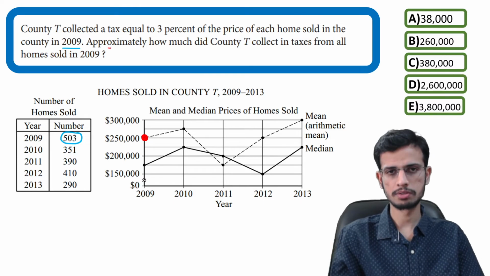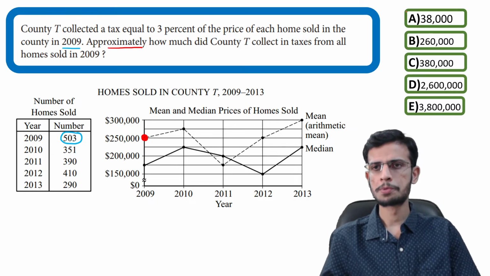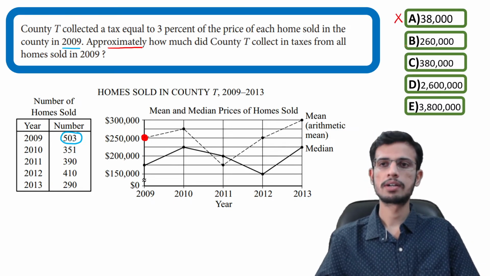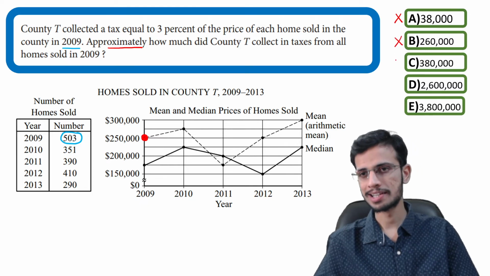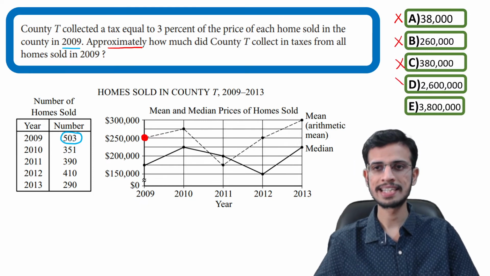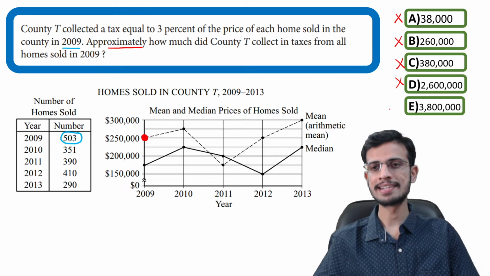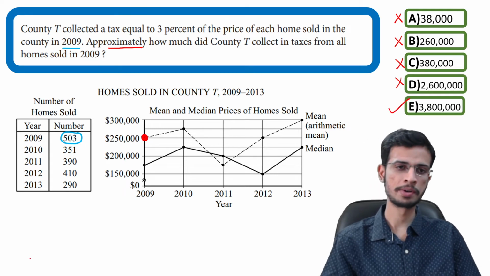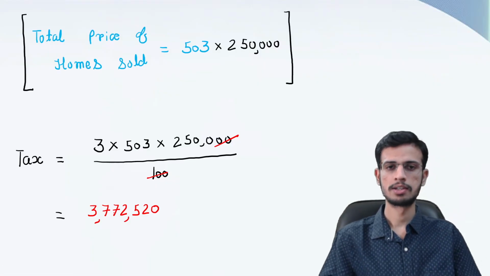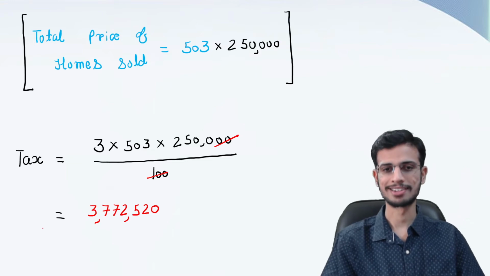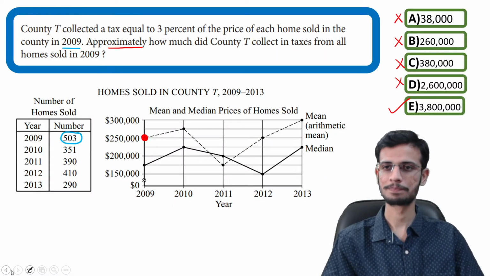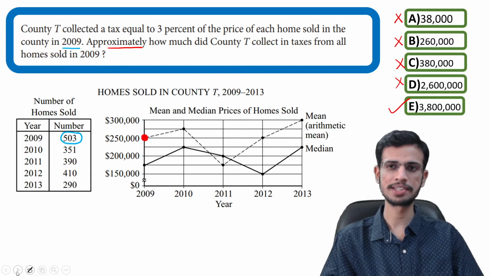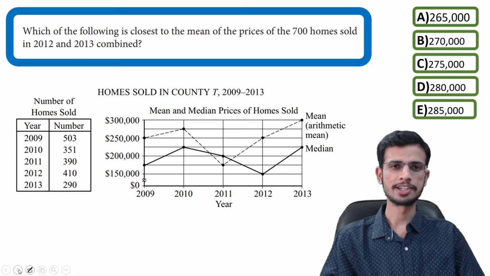Approximately we can say, option A is incorrect, option B is also incorrect, option D is also incorrect, C is also incorrect, and option E is correct, 38 lakhs. You have received 37 lakhs, so it is close to 38 lakhs. Okay, so that is the correct answer for this question. Let us move on to the next question.